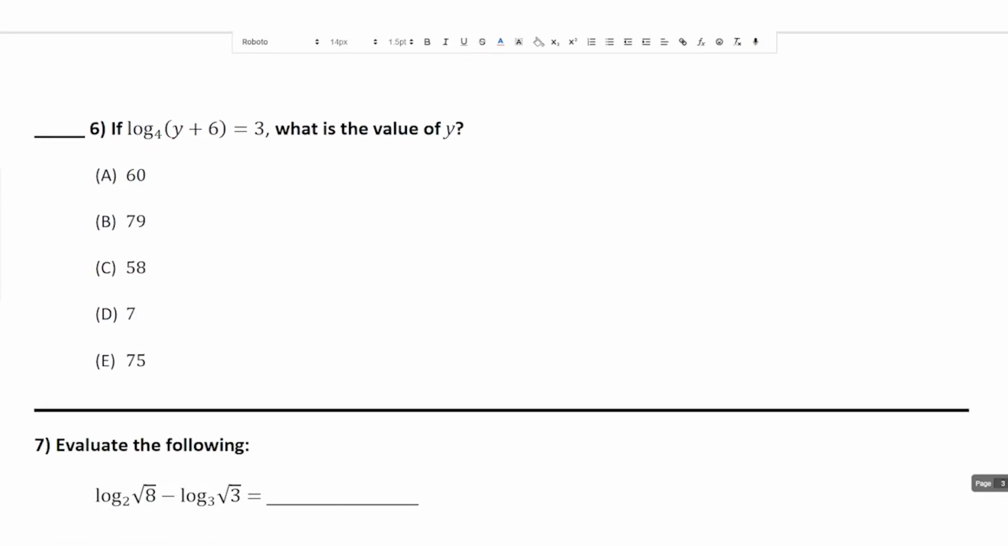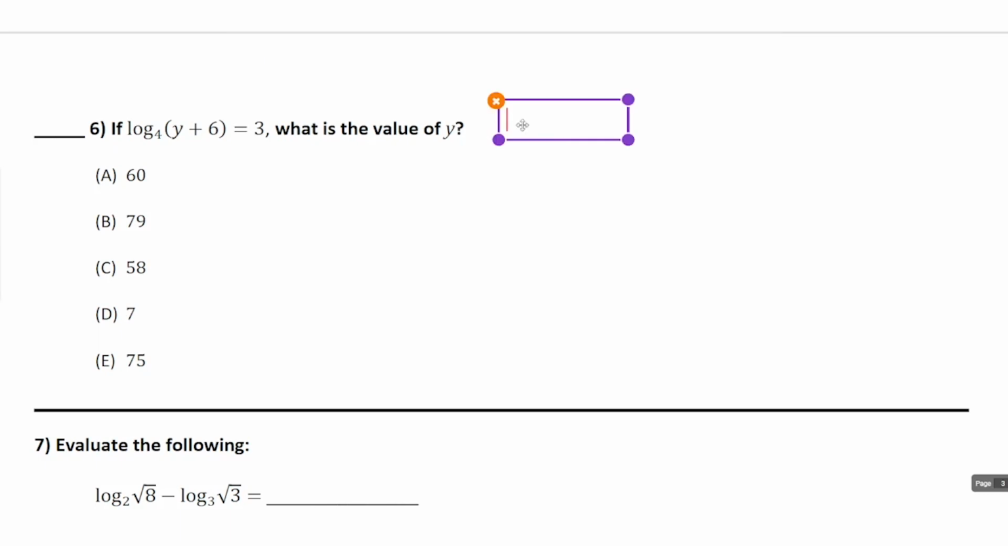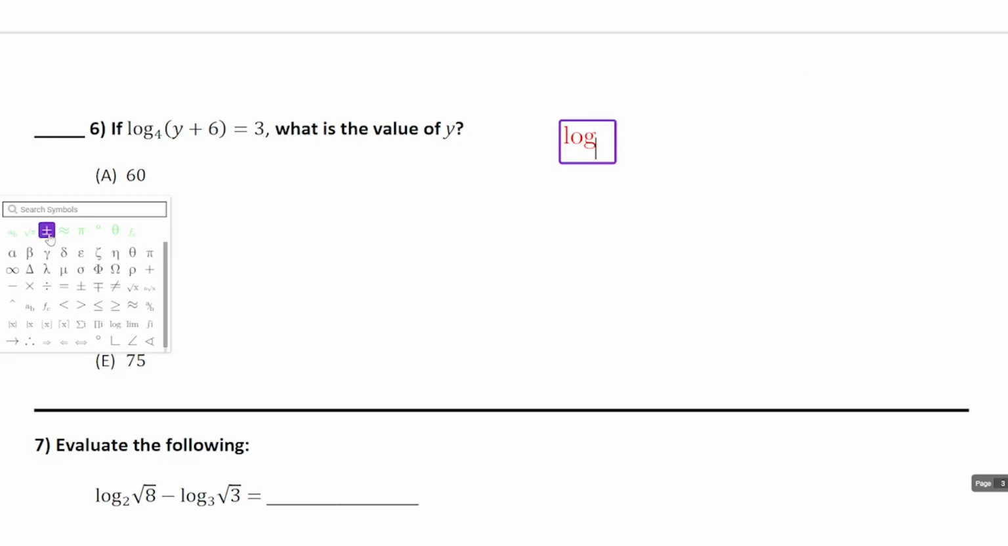Number 6 says if log base 4 of y plus 6 equals 3, what's the value of y? So we got to know how to solve a logarithmic equation here. So let me just go ahead and retype this out. We got log base 4 of y plus 6 equals 3.